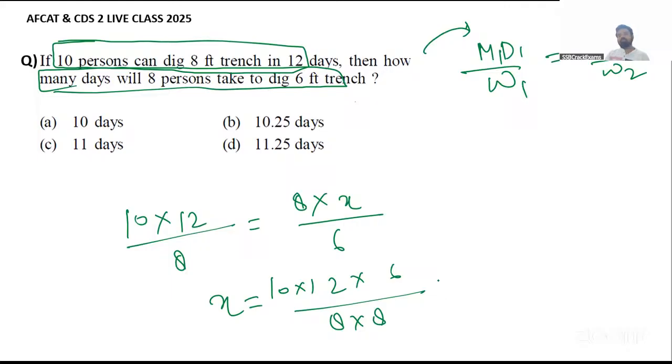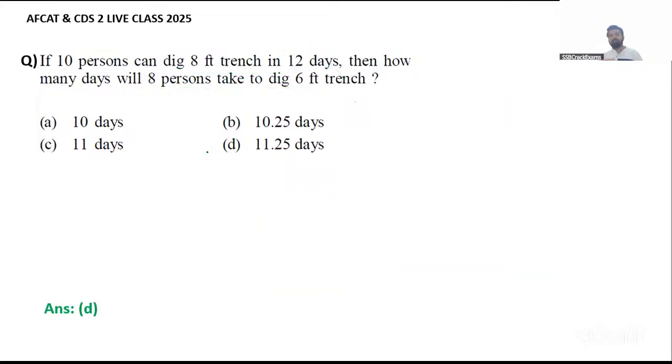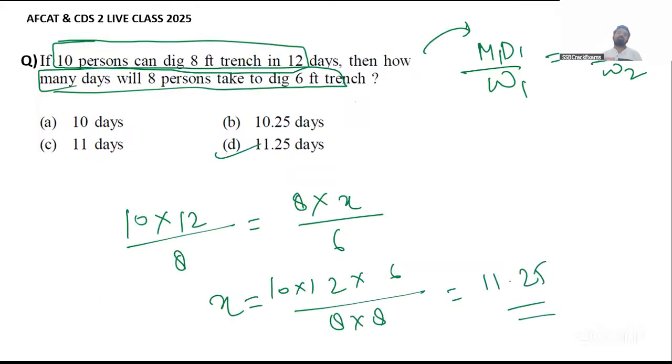Yeah, very good. 11.25. All right, so it is option number D. I will do all the formulas of this kind. One I have told, two I have told you here, but I will mention them again and again.